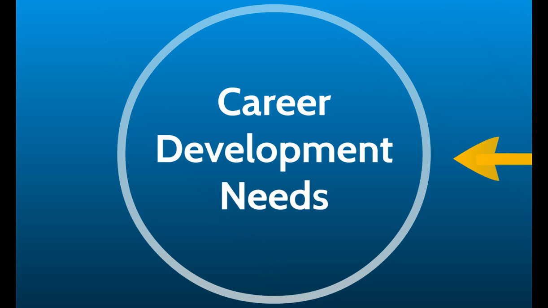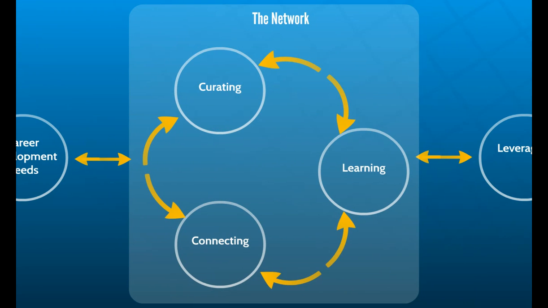You have a set of career development needs. This is set outside of the network. So this is about you and the core of your identity before you go anywhere near the network. Then you have the network itself. So the network is discussed as an enclosed space. That is, what happens in the network stays inside the network. And the network is an enclosed space in that way.